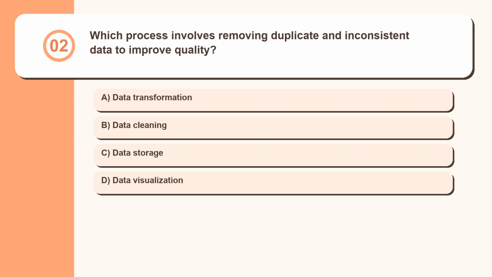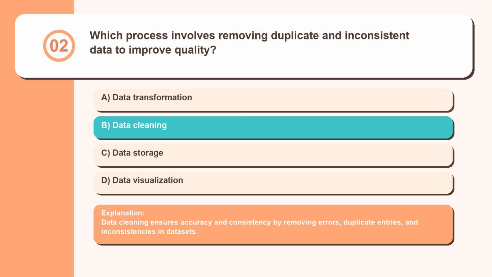Question 2. Which process involves removing duplicate and inconsistent data to improve quality? Data transformation, data cleaning, data storage, data visualization. Data cleaning ensures accuracy and consistency by removing errors, duplicate entries, and inconsistencies in datasets.